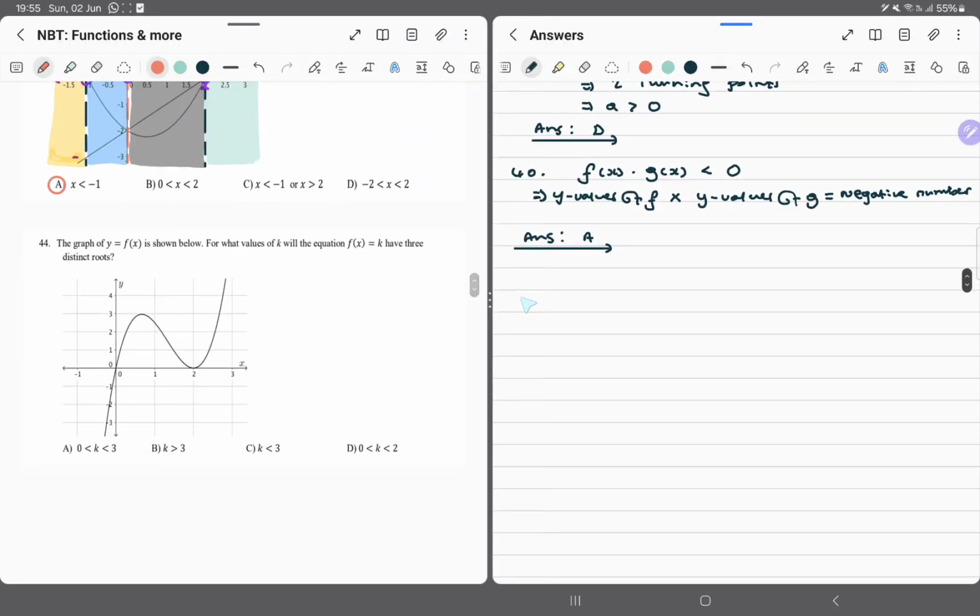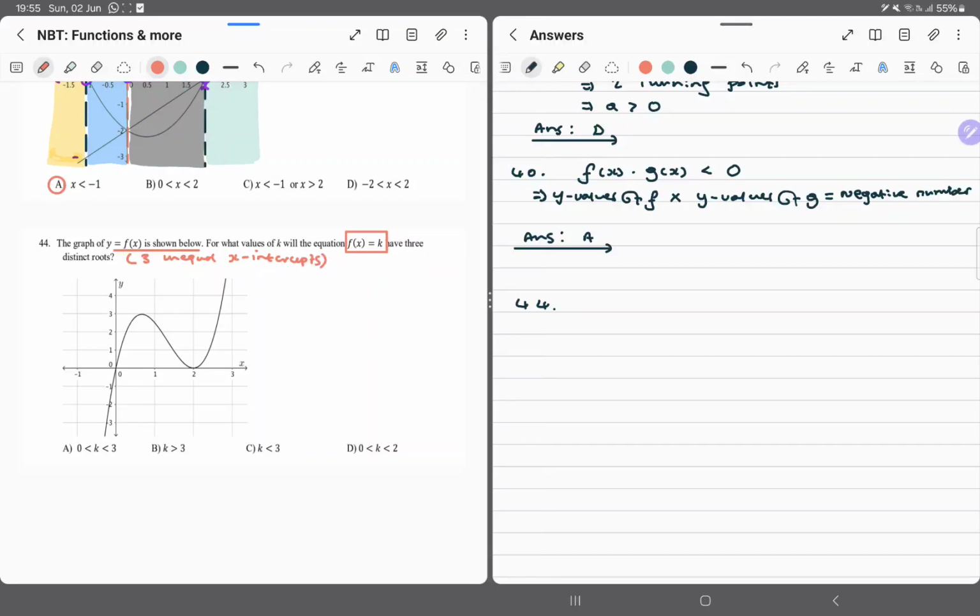44. Now 44 says the graph of f is shown below. So again, we can see here, for which values of k will the equation f of x equals k have 3 distinct roots? So basically we are saying 3 unequal x-intercepts.